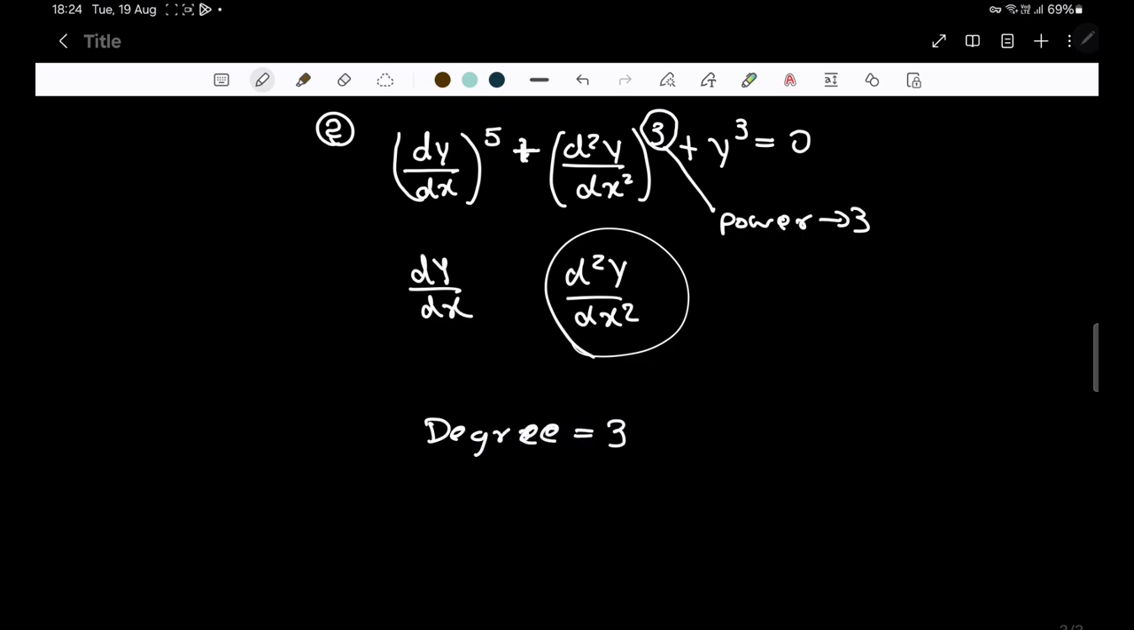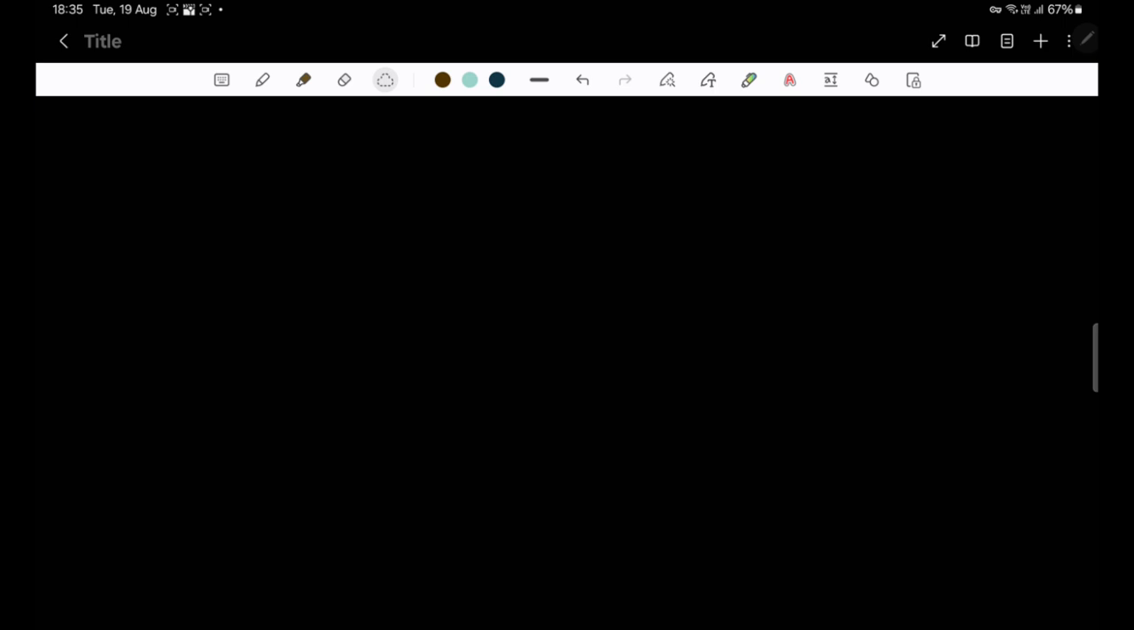But you can see this term's power is 5. But it is not the highest derivative term. The highest derivative term is this. You have to take the power of the highest derivative. So the degree is 3.